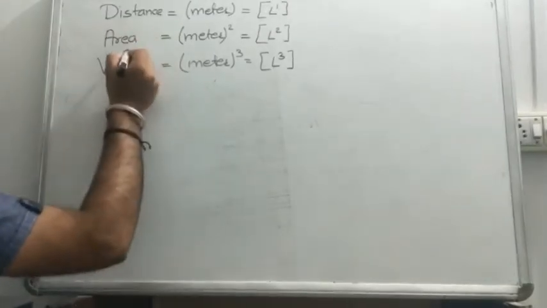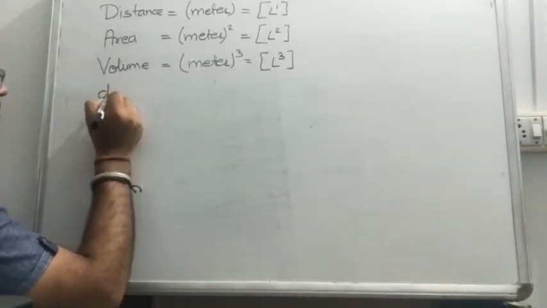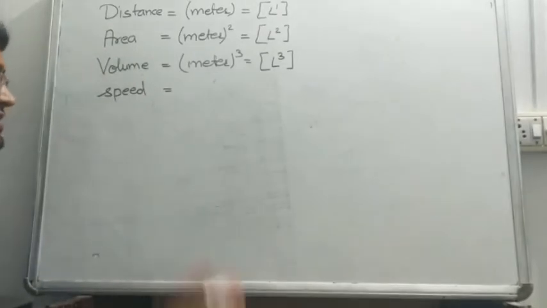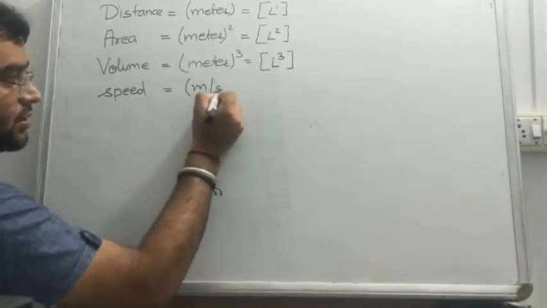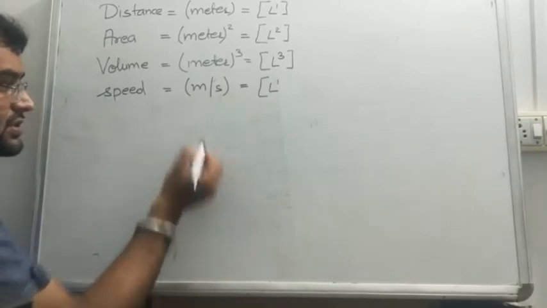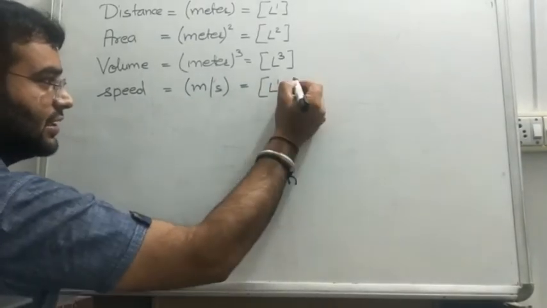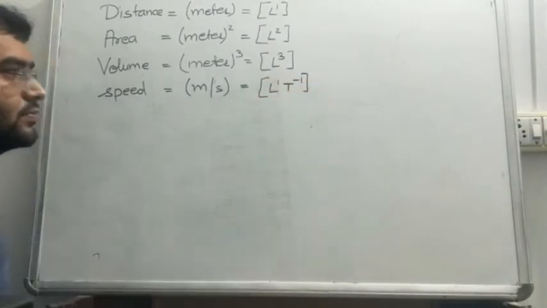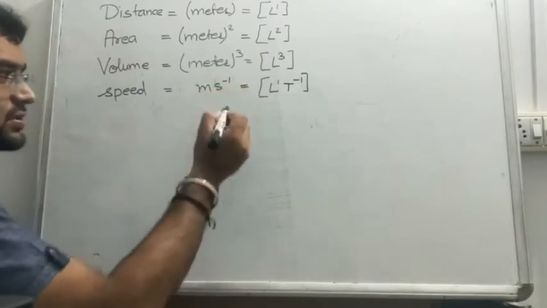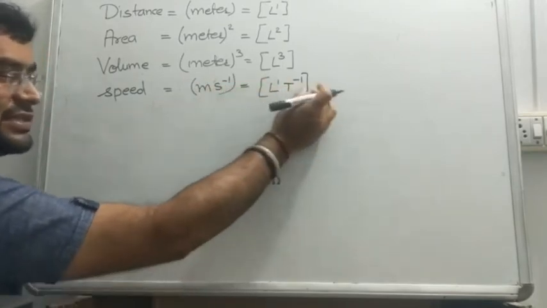How? See, distance, area, volume. Then you read about speed. Can you tell me the unit of speed? It is easy for everyone, that is meter per second. For meter we can write L1, but for second, because second is in the denominator, we will write T with sign minus. We can write meter per second as meter second inverse. That means for meter L1, for second that is T minus 1.